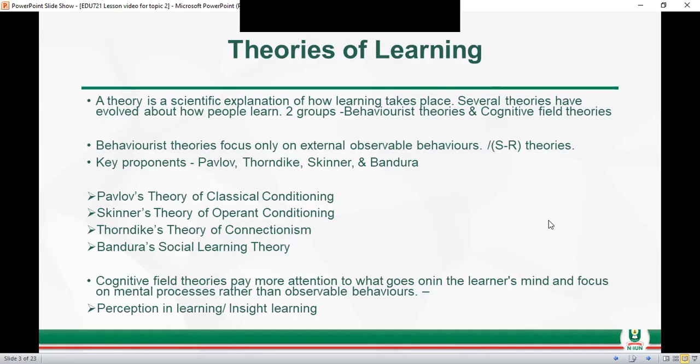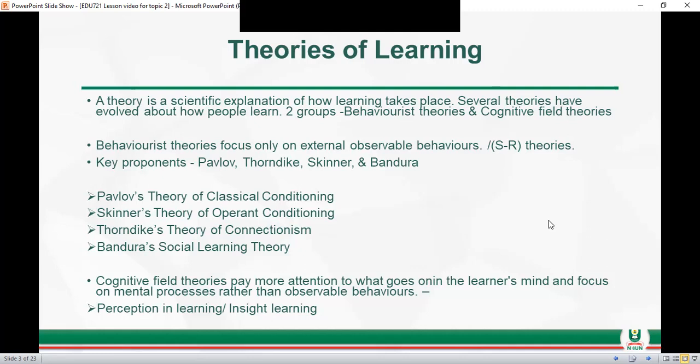They believe that learning is the connection between stimulus and response. And that is why they are also called stimulus-response theories, or SR theories. The key proponents of the behaviorist theories include Pavlov, Thorndike, Skinner, and Bandura. Each of them developed their own type of theory.